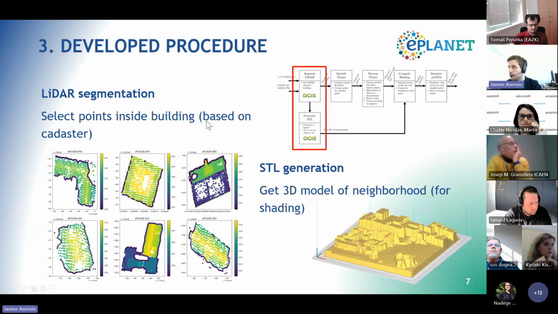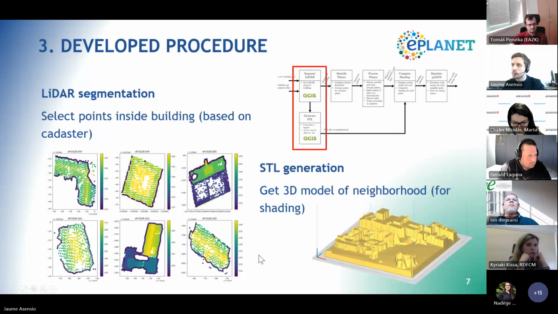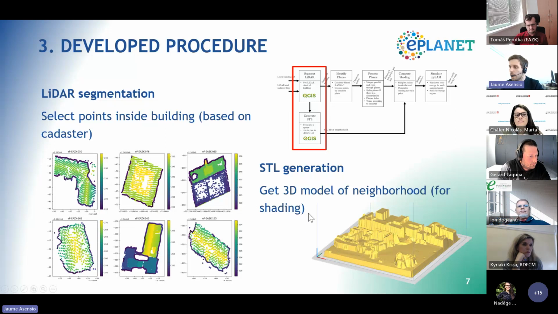Going into detail, step by step, the first thing we had to do was to get the points inside the building based on the LiDAR data. Each LiDAR tile was a square of maybe 2 kilometers on each side. And using the cadastre, we kept only the points that were inside our building. So each of these images is a building, and it was later used for the next steps of the algorithm. And since this was using geographical data, in this step we also obtained the 3D model of the neighborhood, which is this yellow 3D shape here, that is used for shading in the next steps.